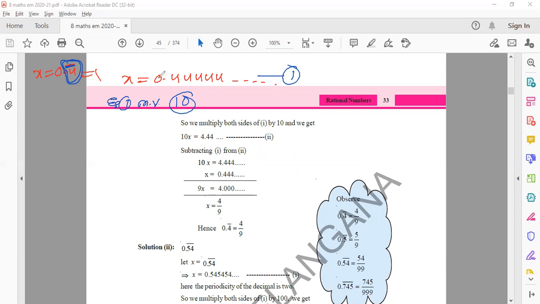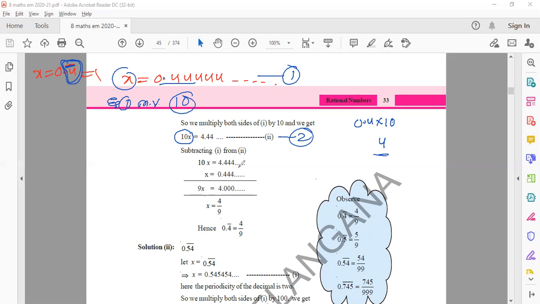Now it is only one digit, so multiply equation number 1 with 10. We get 10 into x. 0.4 multiplied with 10, the point automatically shifts to the right side. I think you know this very clearly. So the answer is 4, and 4.44 goes on there. Clear? This is equation number 2.